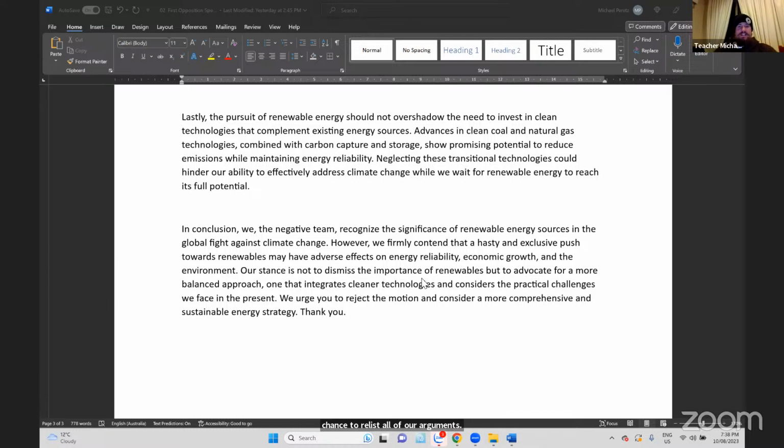Our stance is not to dismiss the importance of renewables, but to advocate for a more balanced approach, one that integrates cleaner technologies and considers the practical challenges we face in the present. So again, we're trying to make it seem like the negative team is the team that has really thought about this issue. We've come up with a solution that works for everybody. So we're not going to leave people without electricity. And we're not just going to put them into a situation that is extremely expensive for them in the beginning. We want to do this the right way. And then finally, we urge you to reject the motion and consider a more comprehensive and sustainable energy strategy. Thank you.